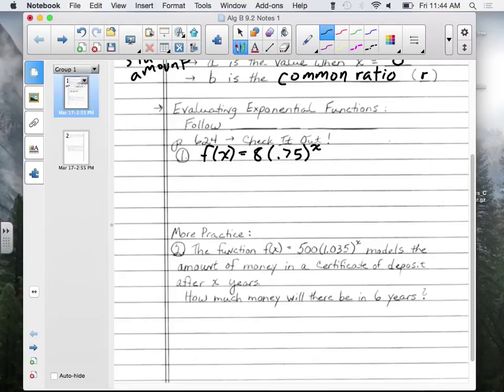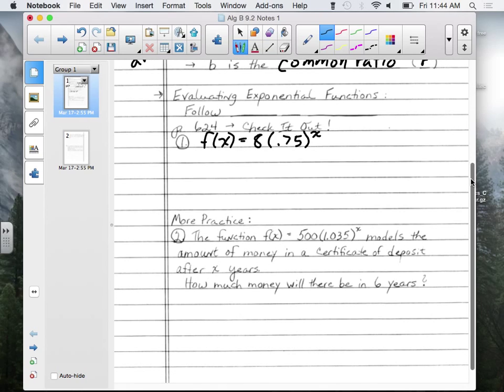That is our R, the common ratio, thank you. And then the X is the exponent. Before we move on, why is this 0.75 and not 0.25 if it's getting reduced by 25%? 100% minus 25%. That's true, you're right.